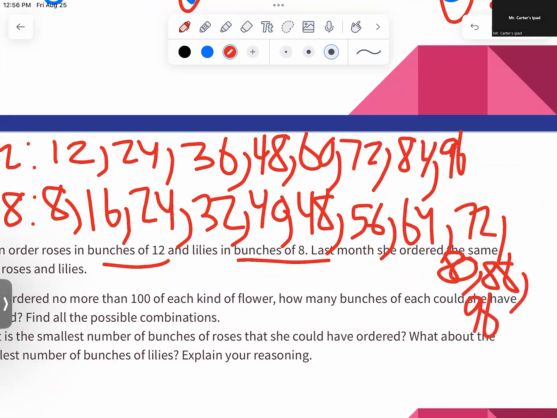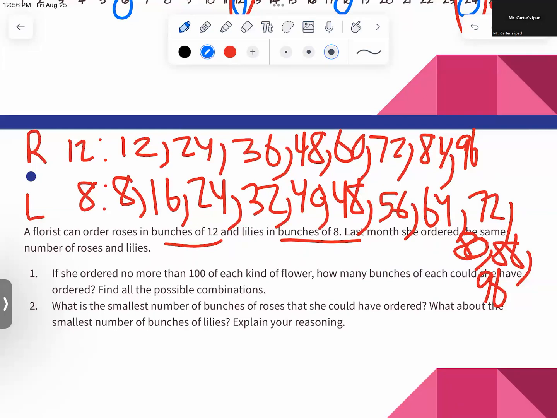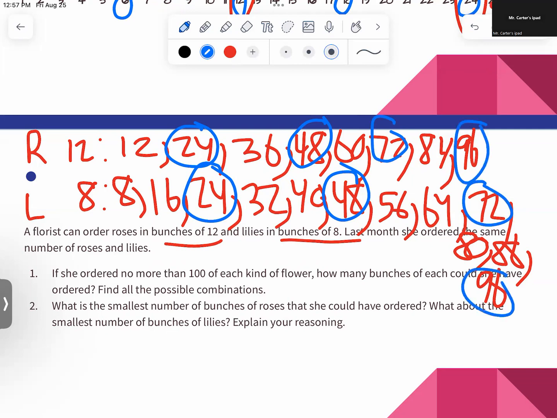So when you're turning in notes for this, I need you to have these lists there. Now, what we're looking for is all the possible combinations of how many bunches she could have gotten. So that means if she got the same number, she could have gotten 24. She could have gotten 48. There's the 48 there. She also could have gotten 72. And she could have gotten 96.